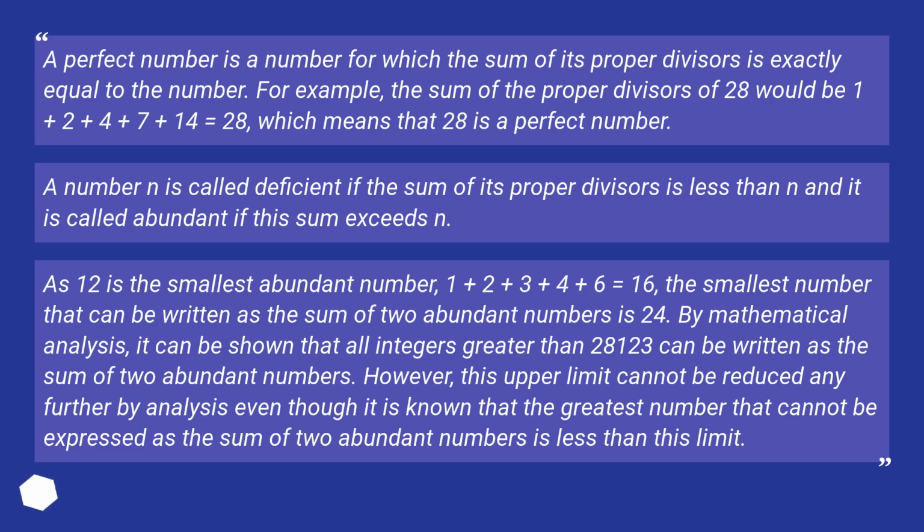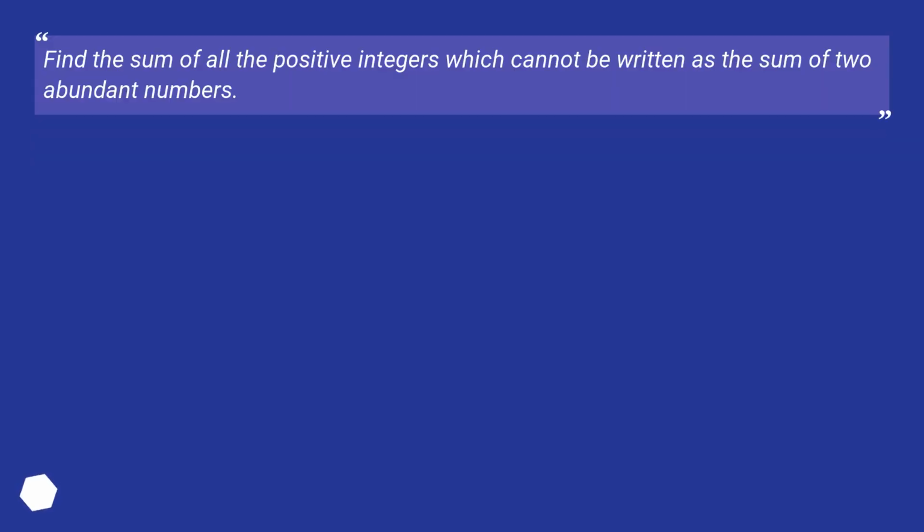By mathematical analysis, it can be shown that all integers greater than 28,123 can be written as the sum of two abundant numbers. However, this upper limit cannot be reduced any further by analysis, even though it is known that the greatest number that cannot be expressed as the sum of two abundant numbers is less than this limit. Find the sum of all the positive integers which cannot be written as the sum of two abundant numbers.